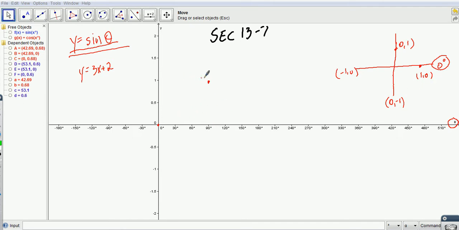Let's go to 90. We said it's 1. We already did that. Let's go to 180. What's the sine at 180? 0. So look, at 180 degrees, where do I put my dot? Right there, right at 0. What's the next one? 270. What's the sine at 270? -1. So look, I find 270 here, and where do I go? I go down to -1.